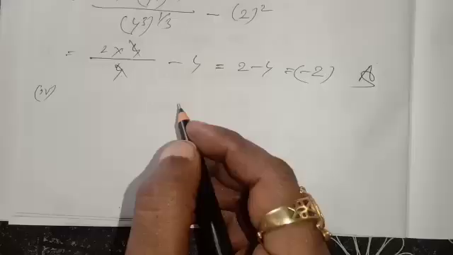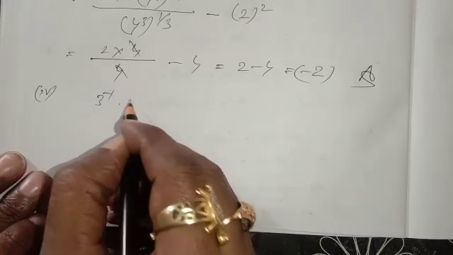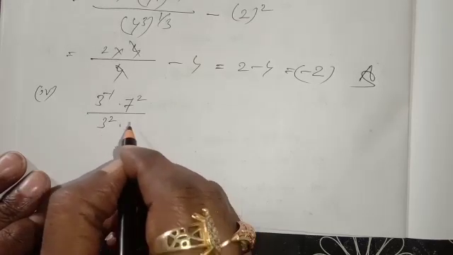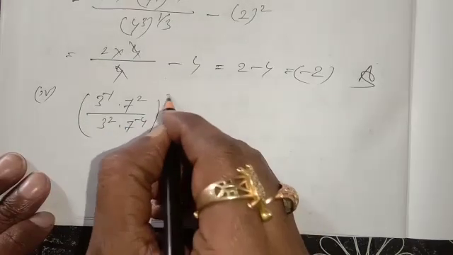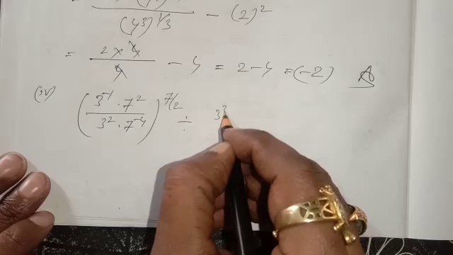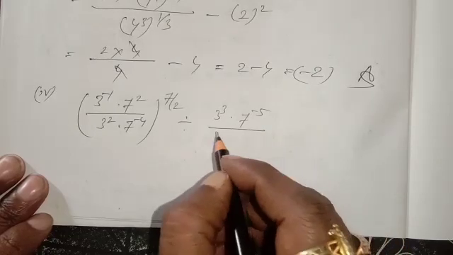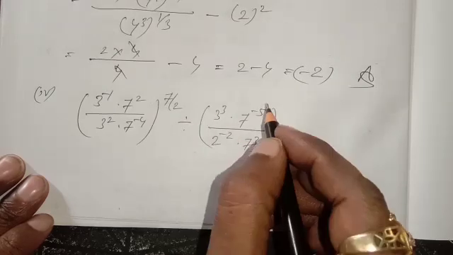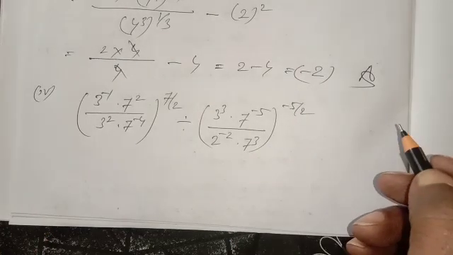Let us go to the next part. The next part question given is 3 to the power minus 1 into 7 square, divided by 3 square into 7 to the power minus 4, whole to the power 7 by 2, divided by 3 cube into 7 to the power minus 5, divided by 2 to the power minus 2 into 7 cube, whole to the power minus 5 by 2. This is the question given, you have to simplify. Just see.